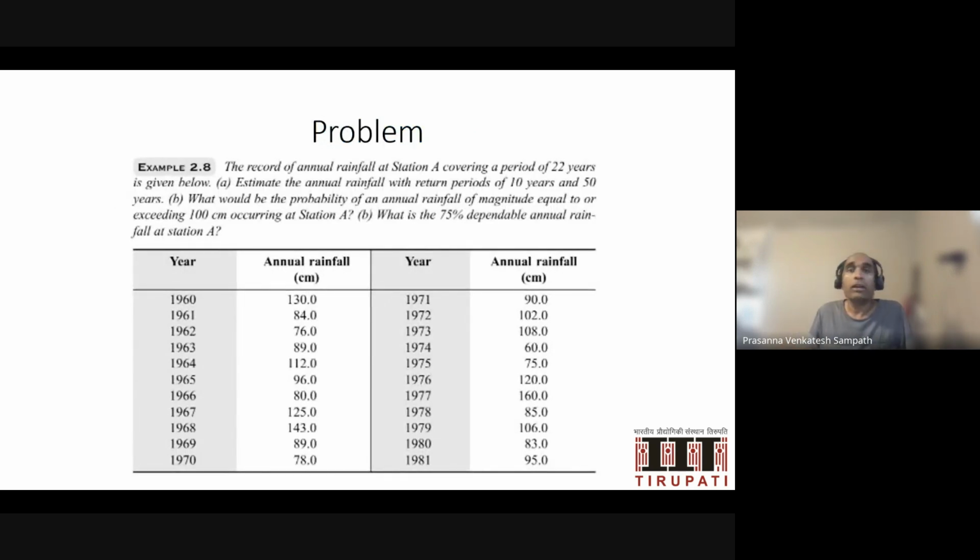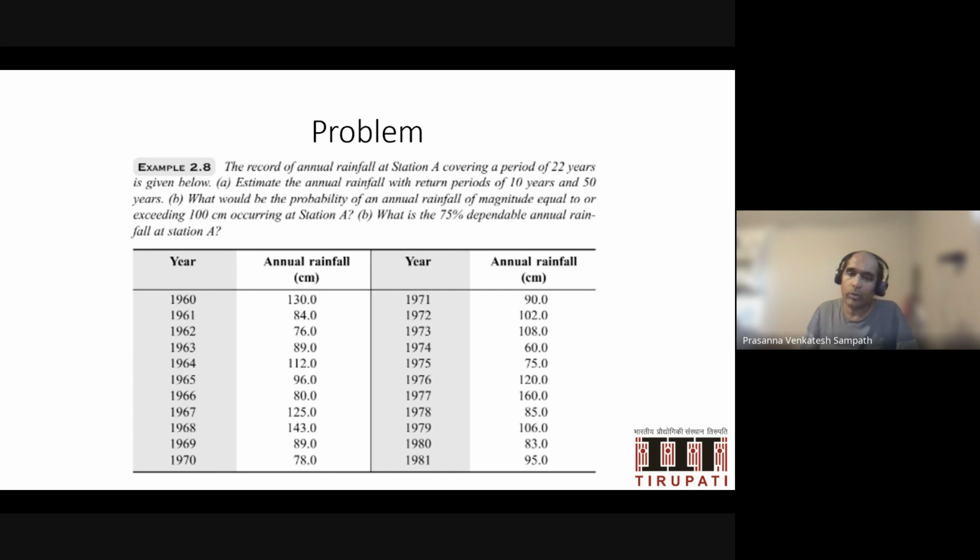The record of annual rainfall at station A covering a period of 22 years is given below. Estimate the annual rainfall with return periods of 10 years and 50 years. What would be the probability of an annual rainfall of magnitude equal to or exceeding 100 centimeters occurring at station A? And what is the 75% dependable annual rainfall at station A? So 3 different ways of asking more or less the same information. This is the information that's given to us.